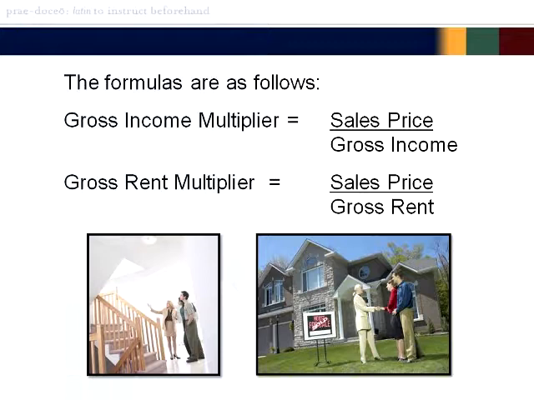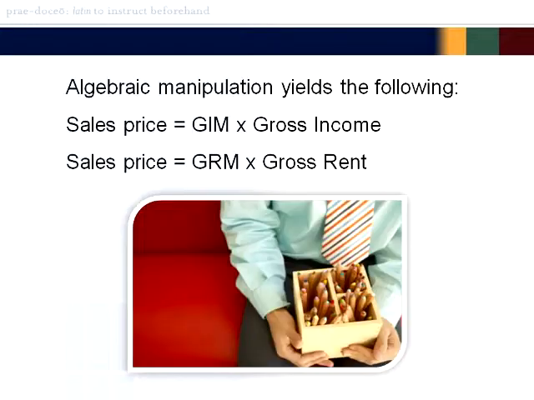Gross income multiplier equals sales price divided by gross income. Gross rent multiplier equals sales price divided by gross rent. Algebraic manipulation yields the following. Sales price equals gross income multiplier times gross income. Sales price equals gross rent multiplier times gross rent.